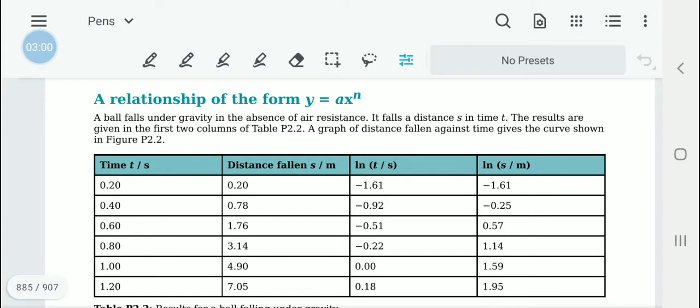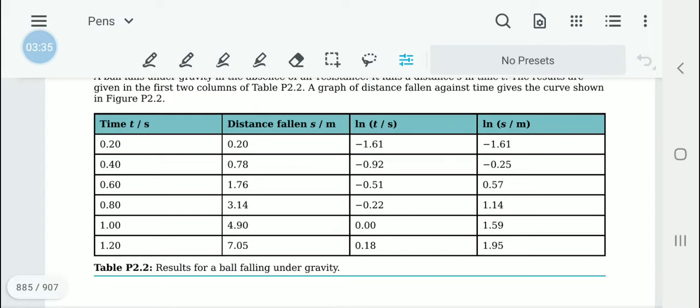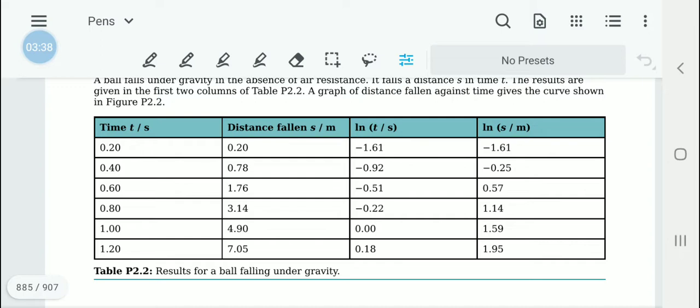But at the same time, you should be able to figure out which graph needs to be plotted, so that you can convert that into a straight line. Now here they have given a set of data where a ball falls under gravity in the absence of air resistance. So it falls a distance of s in time t, and the first two columns give us the details of how it happens.